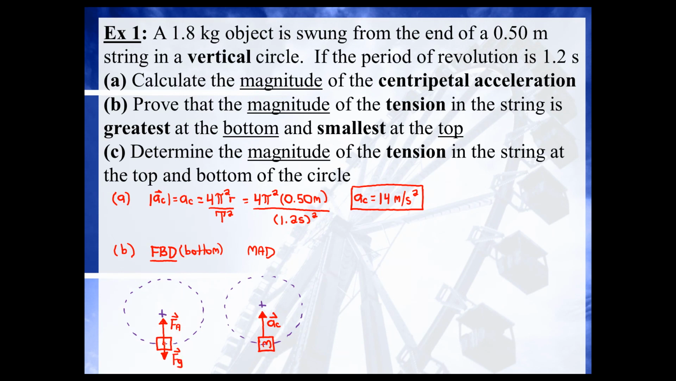I could have exaggerated that more, but hopefully on the FBD that you see here, you can see that my force applied is bigger than the force of gravity, which means there's a net force towards the center of the circle. That's my centripetal force, that net force. And that's confirmed because the acceleration is also towards the center. Let's go to the top of the circle now.